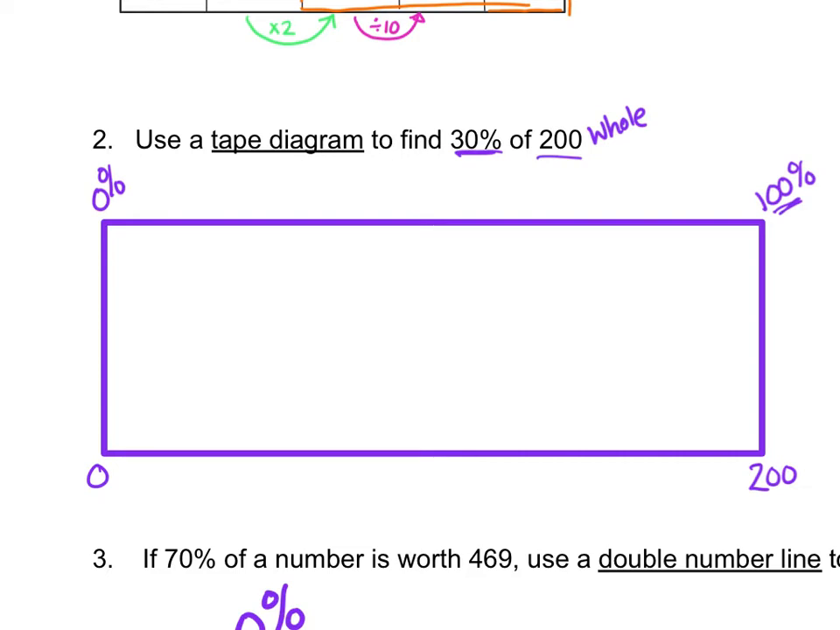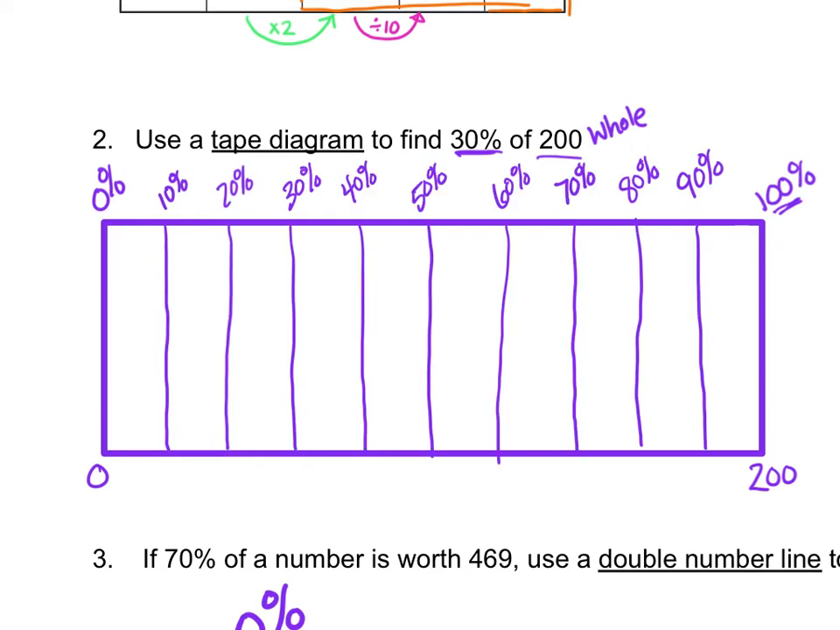However, if you skip counted by 20s, 20, 40, right? You're skipping that 30%. Same thing with 25%. If you go 25% and then 50%, you're skipping that 30%. So the best thing that we can do is use our 10%. So I'm going to go ahead and divide it by 10% each one. So this would be 10%. So I divided them by 10% each.